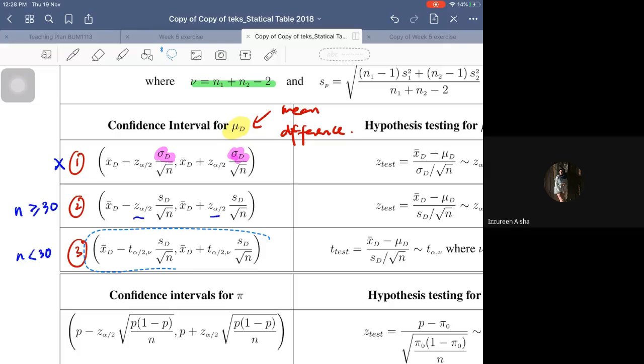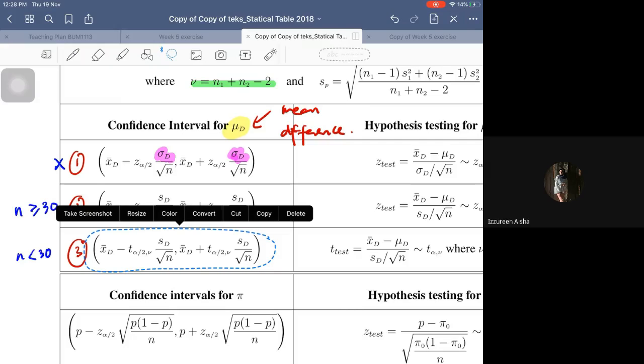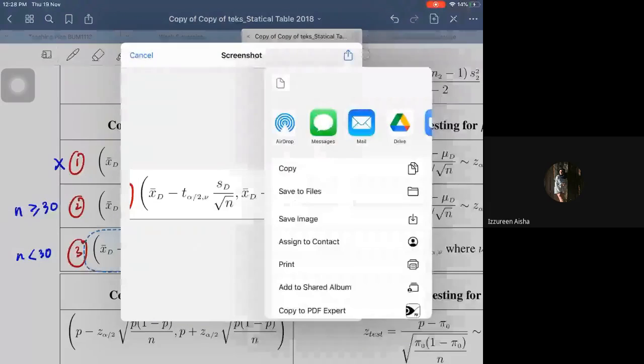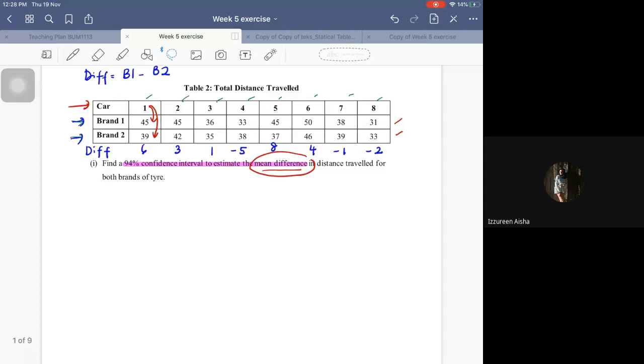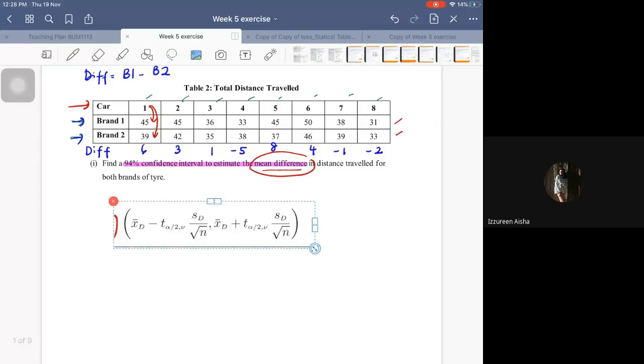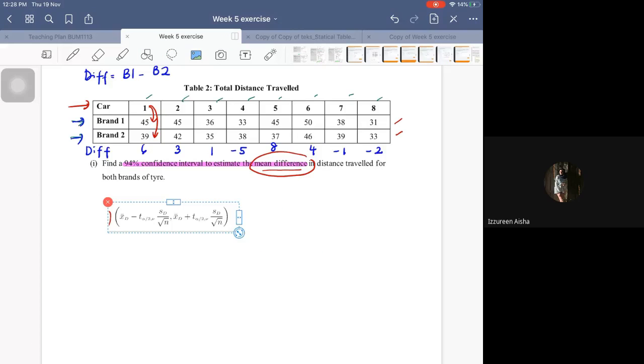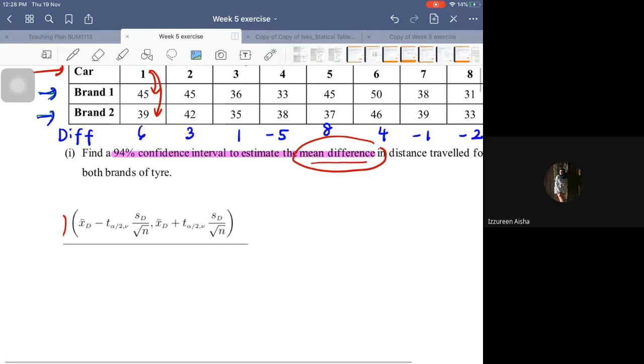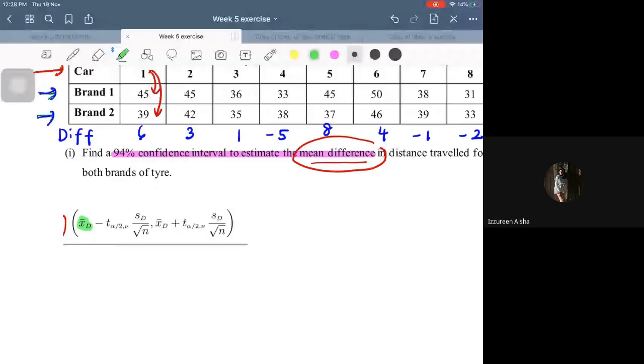Why am I deleting that? I am supposed to take a screenshot of that. Okay, so now I'm going to put it over here. This is going to be the formula that we're going to use. And if you notice, all the formulas are in terms of D. So we have X bar D, which means the mean of the difference, standard deviation of the difference, and so on.